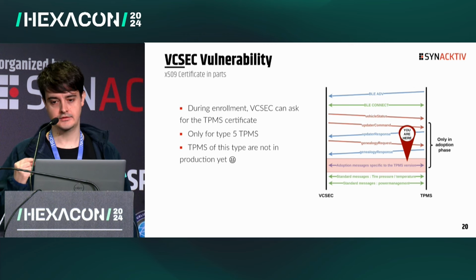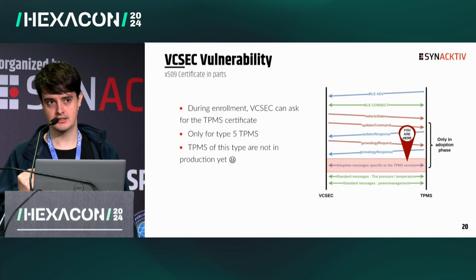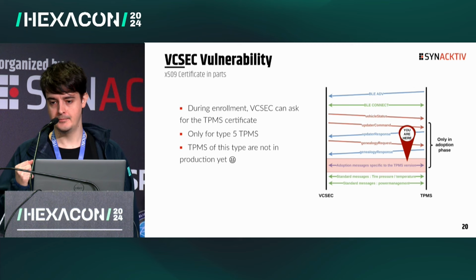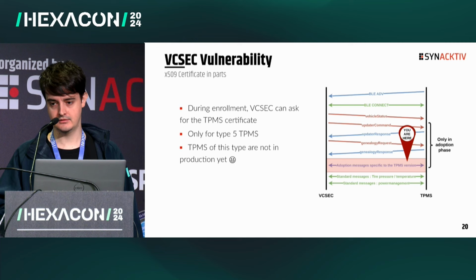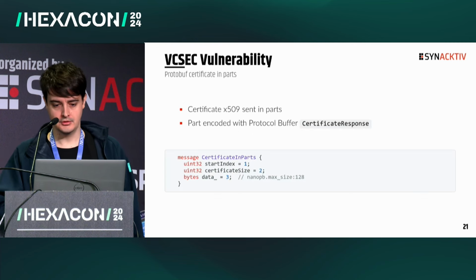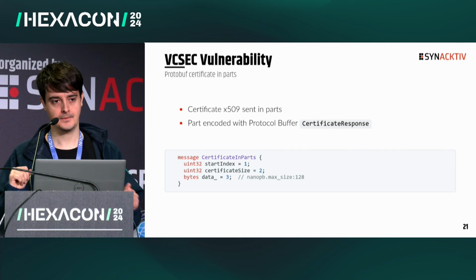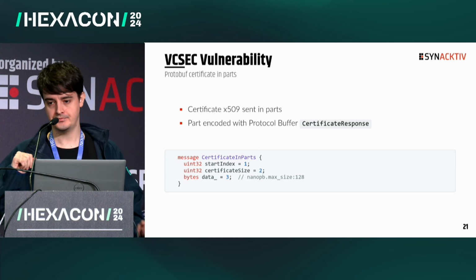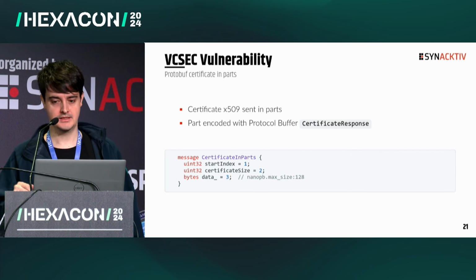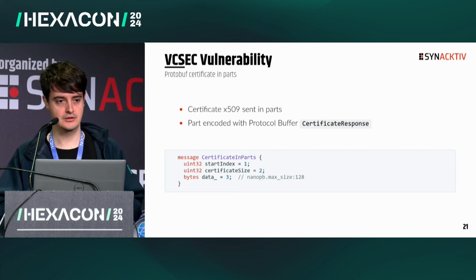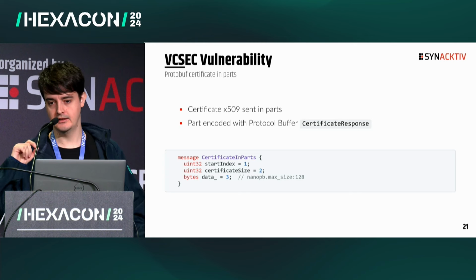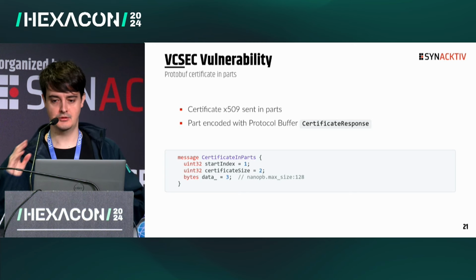This X509 certificate in part message is relatively recent, but we don't know exactly why they implemented it. We suppose it's for authenticity of the TPMS of the car. If you look at the protocol buffer format, we can see that the certificate is sent using these messages. This is because BLE is not made for sending large payloads, so the MTU is pretty limited. So they decided to split the certificate into multiple messages.